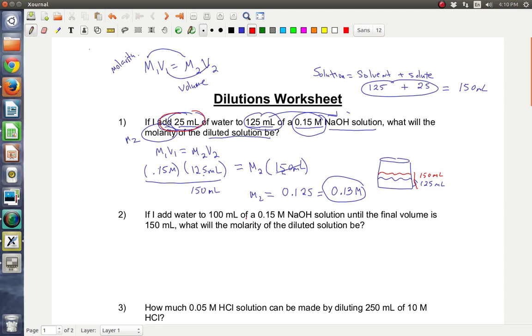Each time in this you're going to be using this formula in some way to figure out the rest of the problems. So that's all I'm going to do for this one.